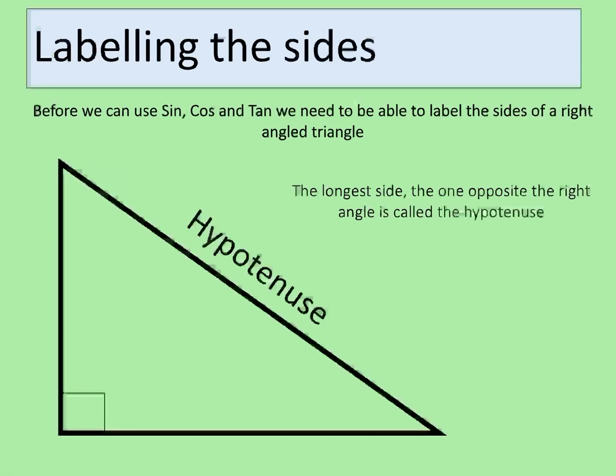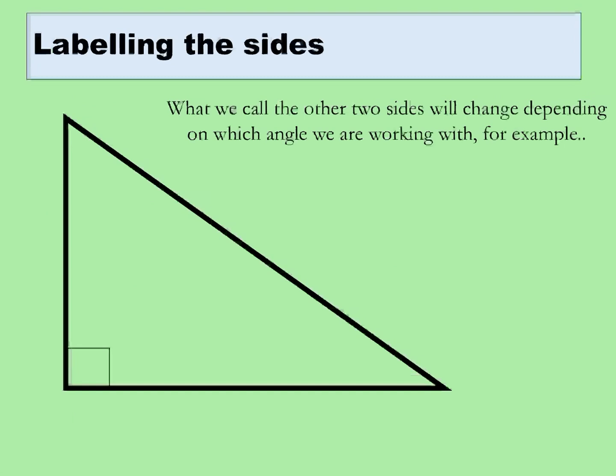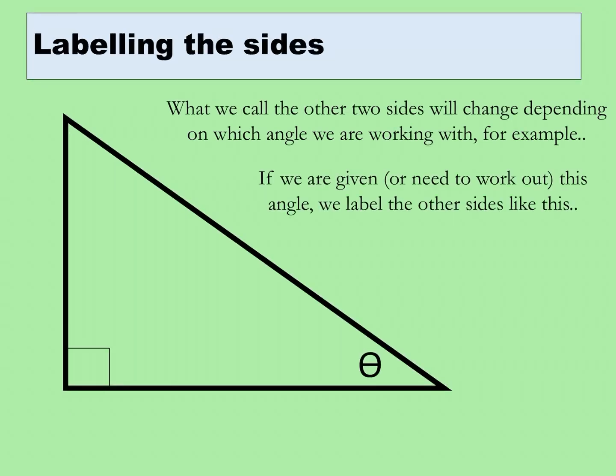Okay, now you should know already that the longest side on a right-angled triangle is called the hypotenuse, okay? But now we're doing trigonometry, you also need to be able to tell me what the other two sides are called. And it depends, okay? So we know that this side here is the hypotenuse, the longest side. But the other two sides, it depends where the angle is that you're interested in.